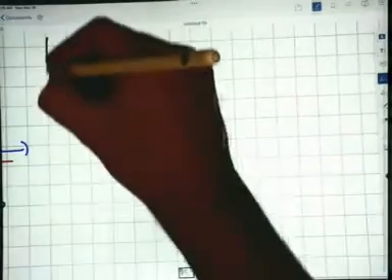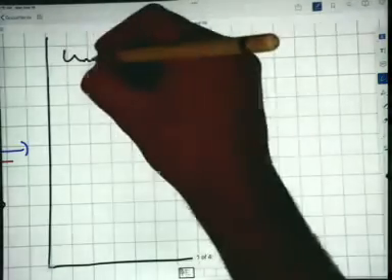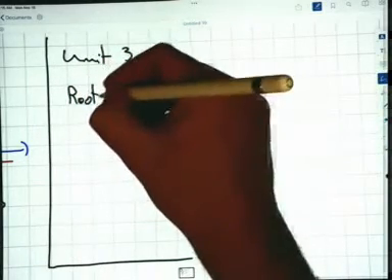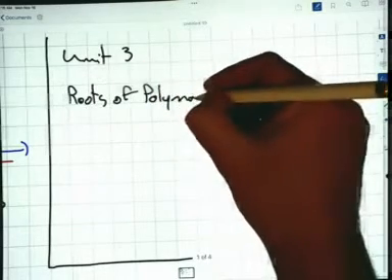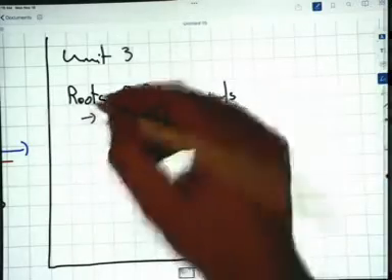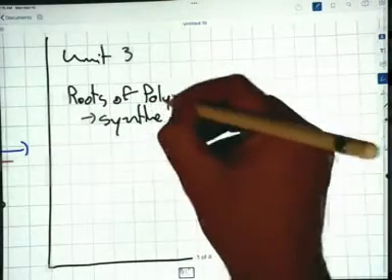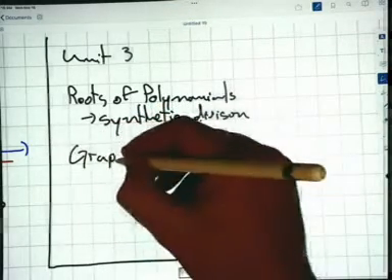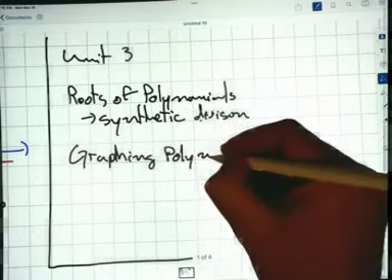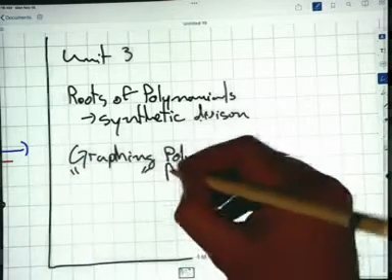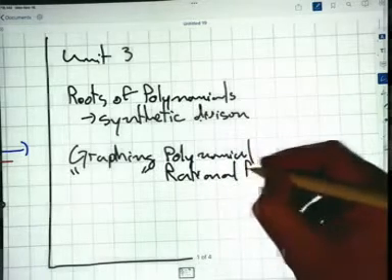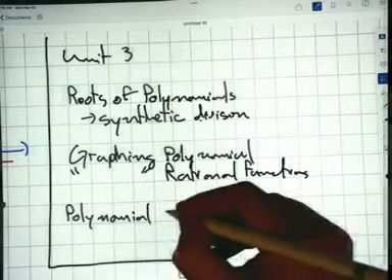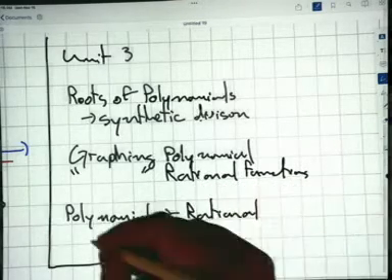Just recalling what Unit 3 is about. You have the roots of polynomials, so that's going to be your synthetic division process to find roots, graphing polynomials, graphing rational functions. Then we have polynomial and rational inequalities.